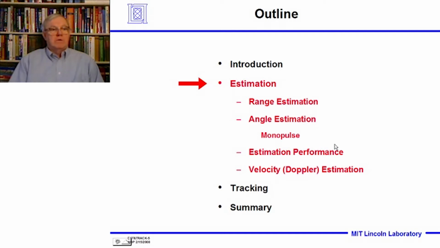Okay, here's an outline of what we're going to be talking about today. You see there's a number of different topics in parameter estimation and then tracking. We're going to focus on range estimation, angle estimation, particularly the technique called Monopulse, and we're going to look at estimation performance. How well can we make those estimates in angle and in the various observables? And then we're going to look at Doppler velocity estimation, then continue on to tracking and summarize. Now let's move up to the estimation and go over that area in detail.